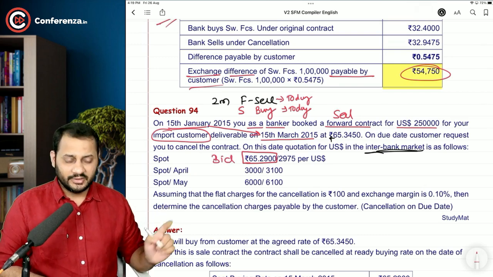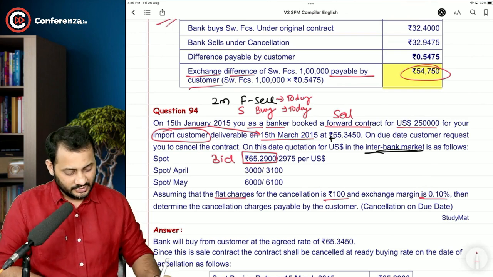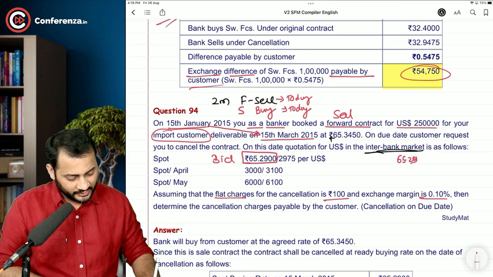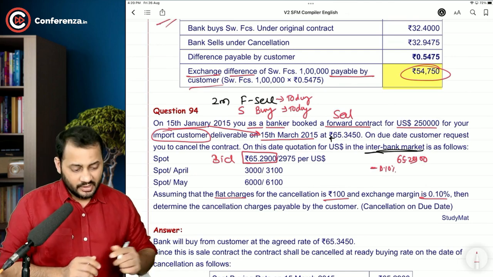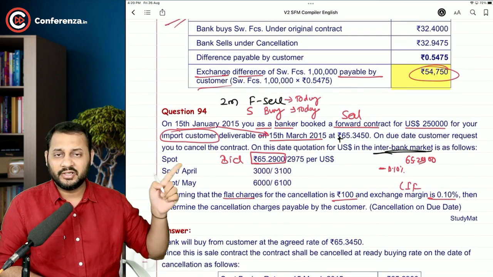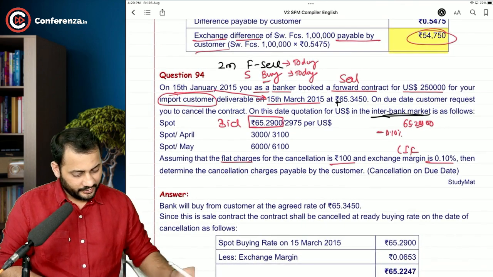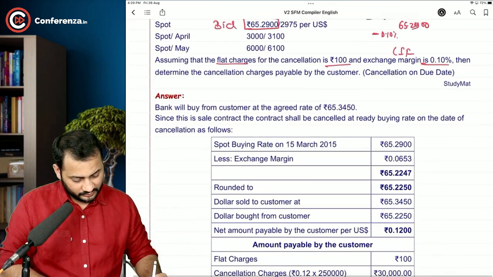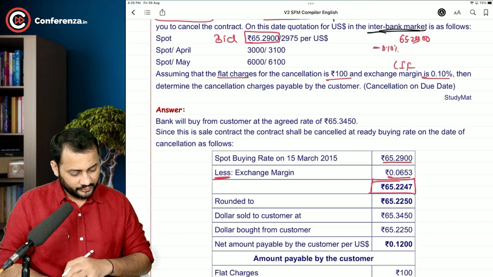What will you do? Assuming that flat charges of 100 rupees will be applied and the margin is 0.10%. Can I write it like this? 65.2900 less 0.10%. We are deducting the margin from that. Why? Because margin is our cash inflow and 65.29, the bid rate, is an outflow. We are buying now, right? So 65.29 less margin, we come to this point, 65.2247.